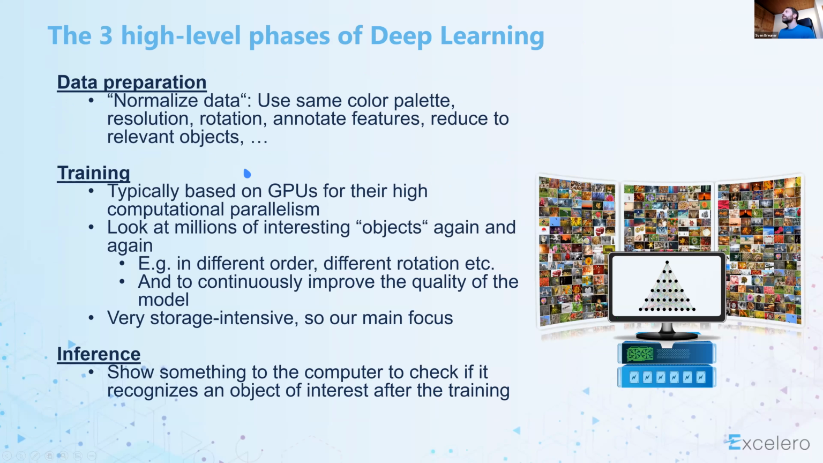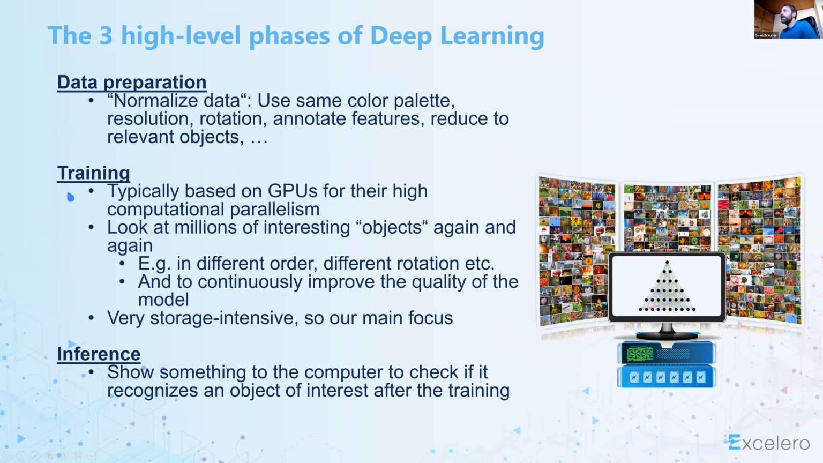Okay, let's look at the 3 high-level phases of deep learning. The first phase is what's called the data preparation. Here you just normalize the data, make sure, for instance, for images, they all use the same color palette, resolution, rotation, and so on. You focus on the relevant parts of the images. That means you typically crawl the data once and maybe annotate it. It's not super storage intensive. You read it once, you write it once.